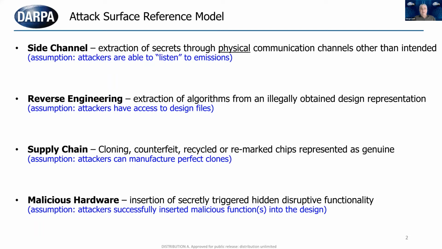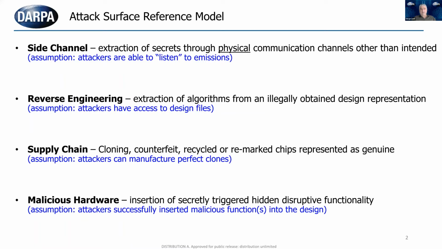So, for example, in side channel, which everybody here knows what that means, we simply define it as extraction of secrets through physical communication channels other than the ones intended by the designer. And our assumption in defending this attack surface is the attackers are, if they desire, able to listen to emissions. The second attack surface we worry about is reverse engineering, which is extraction of algorithms from illegally obtained design representation. And once again, the assumption here is the attackers have access to design files.